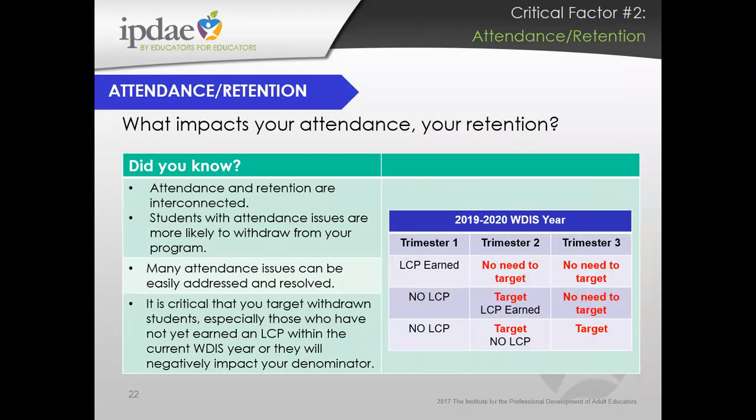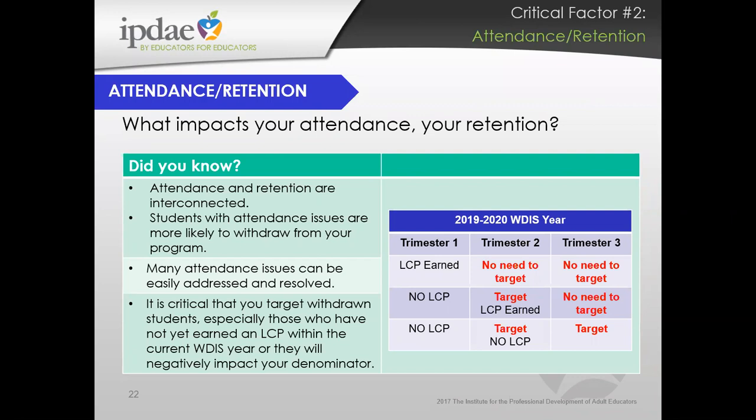Let's move to the second critical factor impacting your NRS performance data. So what am I referring to? Attendance and retention. The ultimate goal here is retention, but we're all well aware of the fact that students who have attendance issues are more likely to drop out of our programs than those with few or no attendance issues. Earlier, I mentioned that retention was directly tied to your post-testing rate. To reiterate, if a student withdraws from your program, you cannot post-test them.